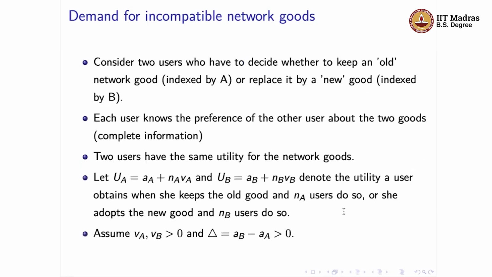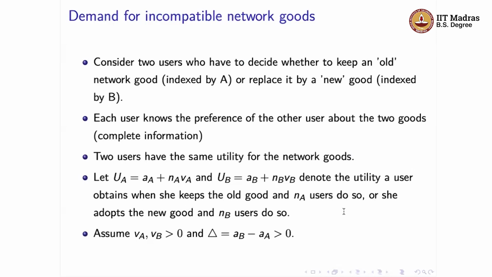So you have got two users who are deciding whether they want to keep an old network good, which we are going to call good A, or they want to move to a new good, which we are going to call good B, right? So each of the users is going to be independently and simultaneously making this decision about whether to choose good A or good B. Now, each user knows the preference of the other user about the two goods. So we are basically in a world of complete information, and both users are identical in the sense that they have the same utility for the network goods.